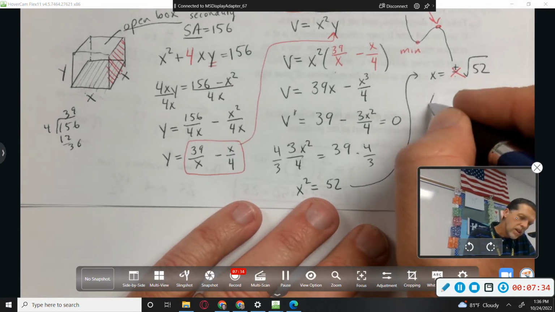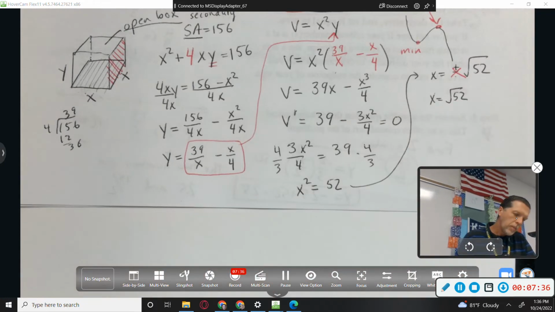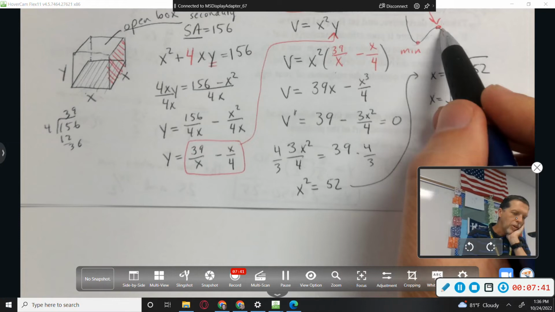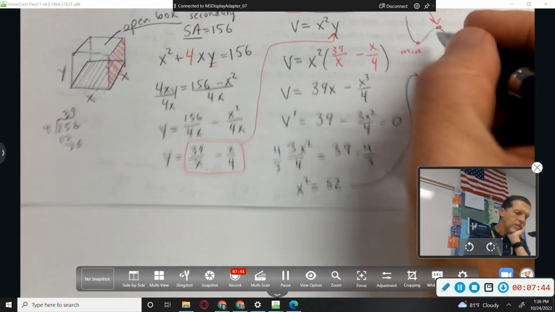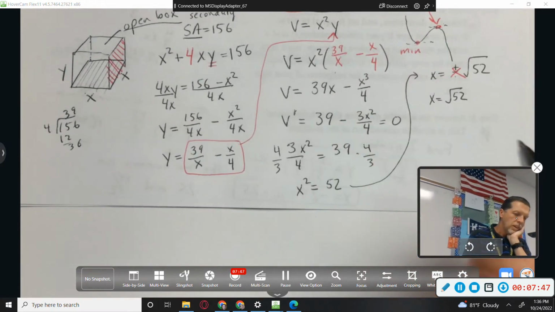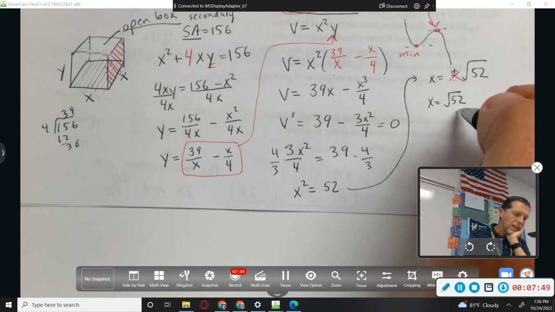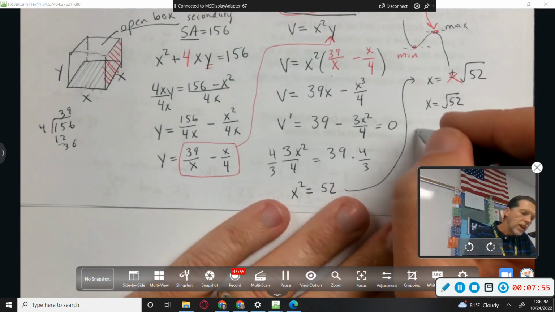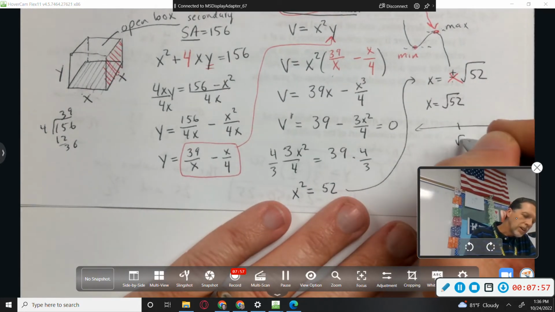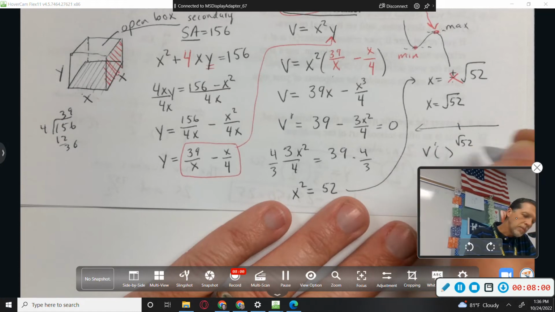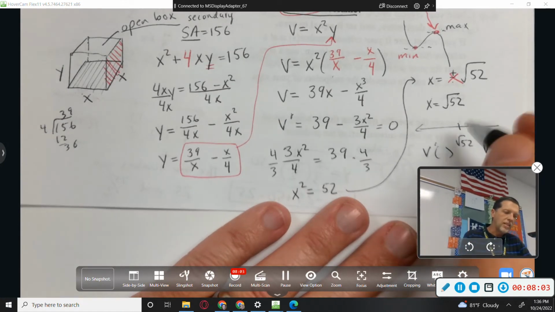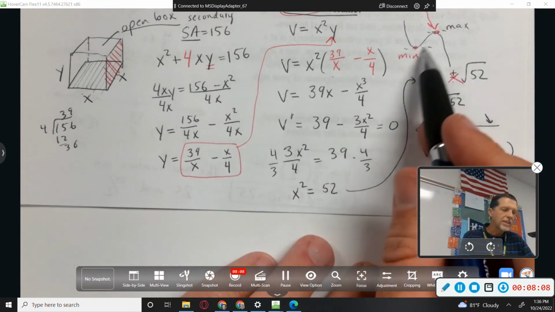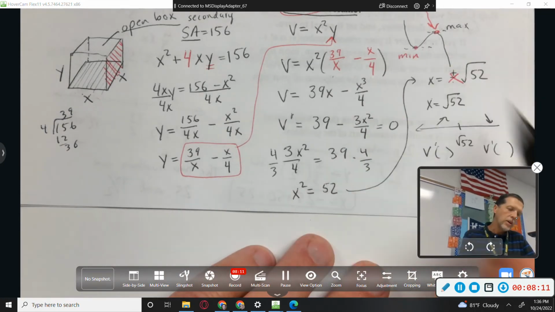So x is the square root of 52. In fact, I am going to go with this because there's two critical points. We found them both. The bigger one has to be the maximum, and that's the only one we have left. So if we really wanted to prove it, we'd have to do the sign chart with v prime, but I'm convinced that we found it because I know what the graph of an x cubed looks like, at least a negative x cubed anyway.